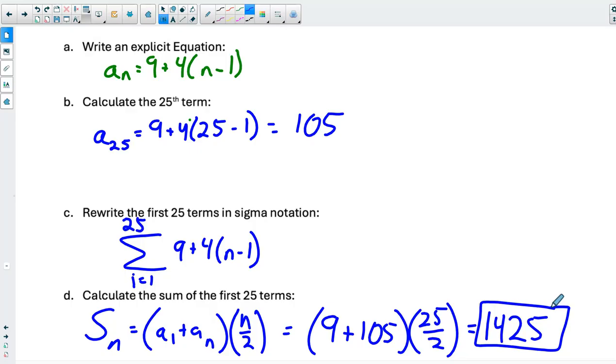So that's kind of a summary of yesterday, right? That's everything we did yesterday. We did, can you write an explicit equation? Can you calculate a term, which in this case we did the 25th term? Can we write something in sigma notation? And understand that if we write something in sigma notation, I actually don't have to calculate the sum of the first 25 terms. I could actually just give you this and nothing else, and it would be telling you the same thing. And then can I use that, and can I use the summation formula to find the sum of those terms? So as long as we understand that, or we have a beginning of an understanding of that, you're in a good place, okay?